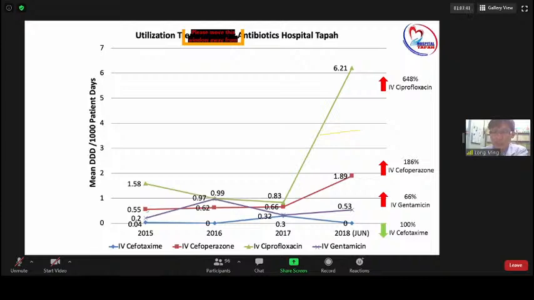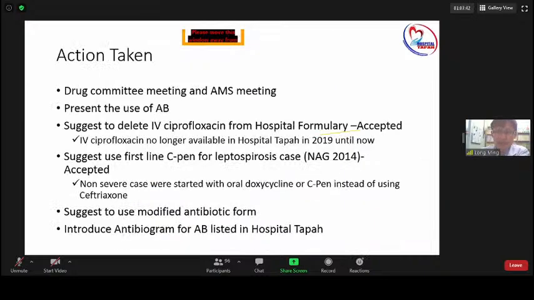So we present the antibiotic usage. My suggestion to the doctors is that I would delete IV ciprofloxacin totally. Fluoroquinolone is one of the easier to become resistant since 2019, compared to other antibiotics. It's really scary when you see it in hospital Tapah. If a doctor needs to use it, we will borrow it or send the patient to another place.